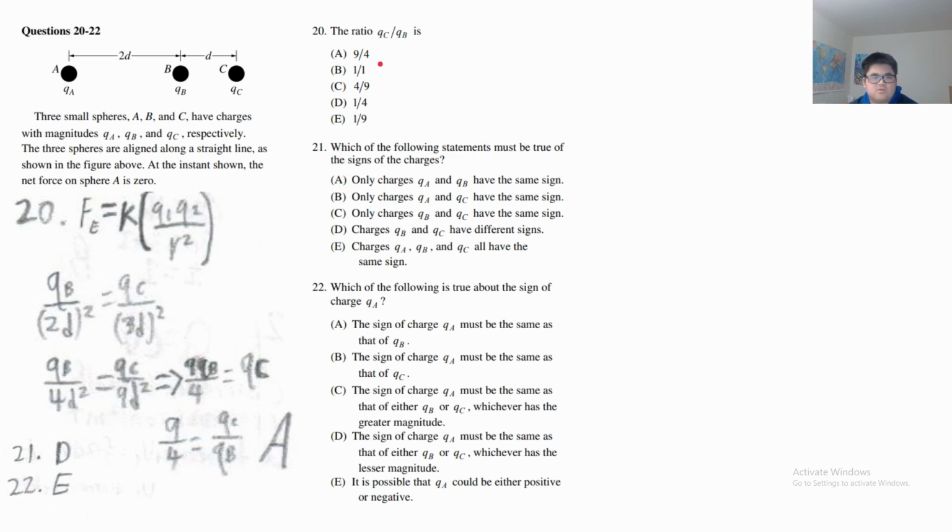Now the answer to question 21 is D, because they must have different signs. The reason why is because QC and QB are both to the right of QA, and their forces cancel out. Since they are both to the right of QA, and since their forces cancel out, that means they must have opposite charges.